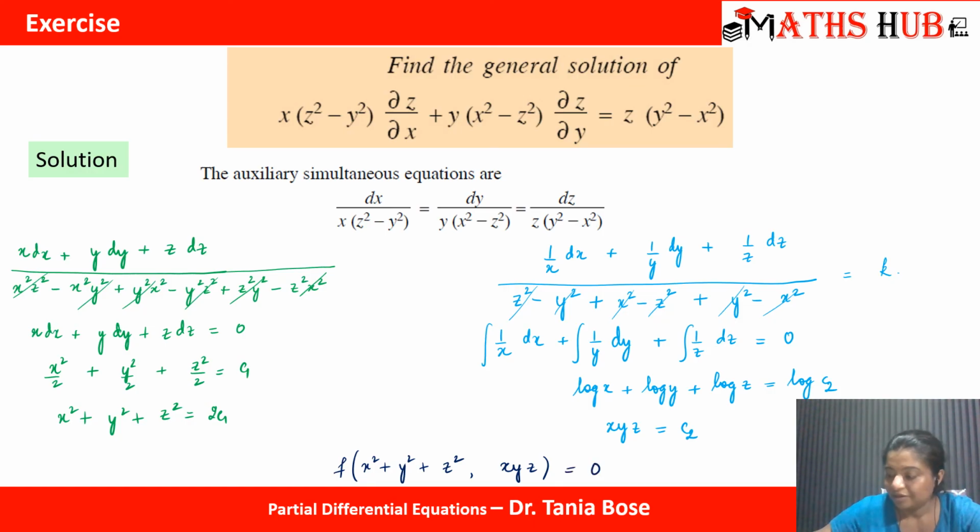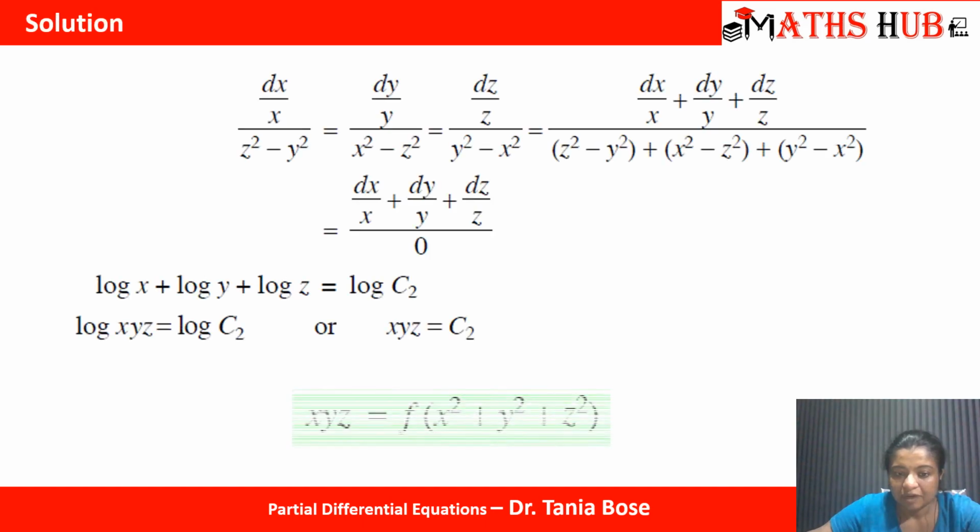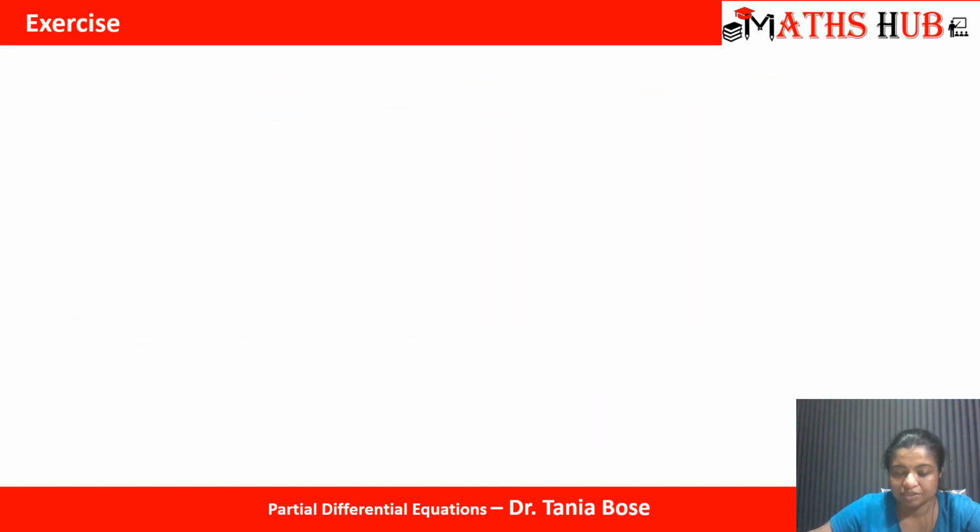Clear? So these multipliers are very important. You have to choose the multipliers in such a way that the terms get cancelled or they become integrable, right? Okay.